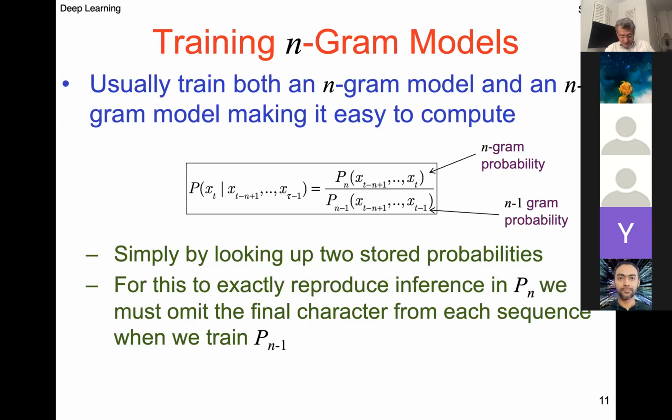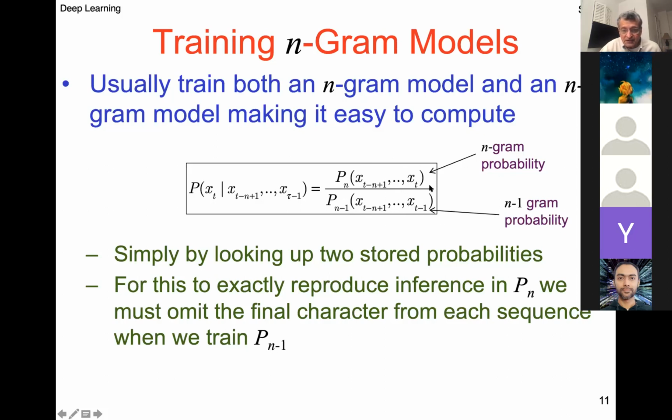How do we train these n-gram models? We usually train both an n-gram model and an n-1 gram model, making it easy to compute. So if you want a probability of x_t given some sequence of size n here, then that probability, by the rule of conditional probability, is going to be the probability of the conditioning sequence, t minus 1, this part here, divided by the probability of the entire sequence, or t minus n plus 1 through t. Okay, that is the n-gram probability, that is this sequence of n occurring, and this is a sequence of n minus 1 occurring. That's what this probability is.